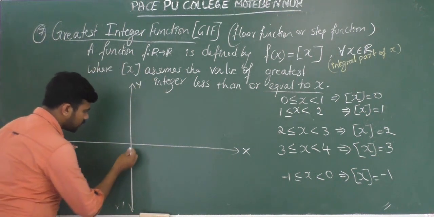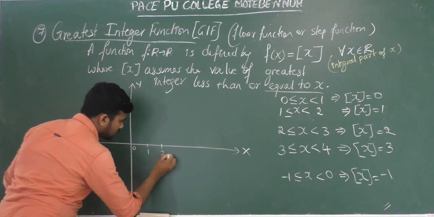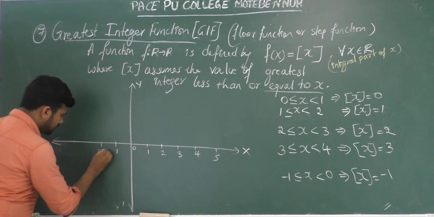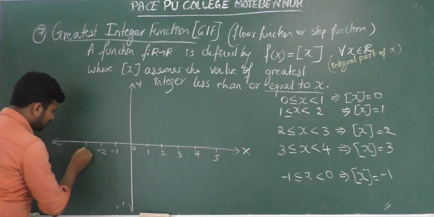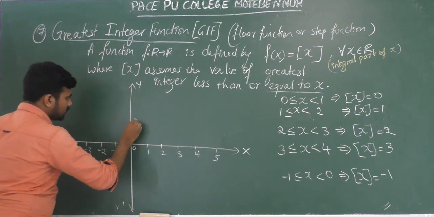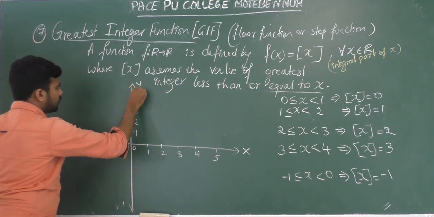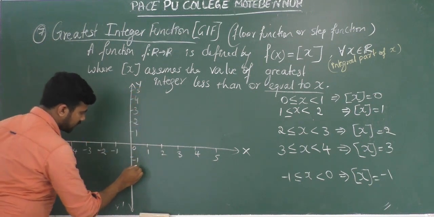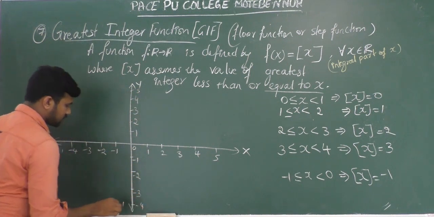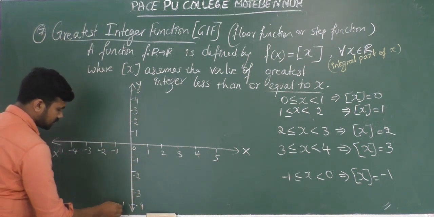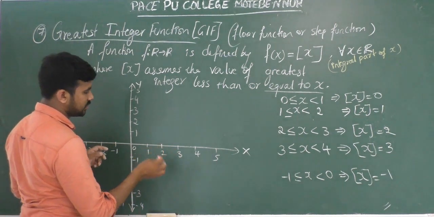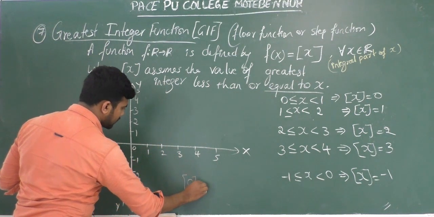Okay, now see here, the points we have 0, 1, 2, 3, 4, 5, and so on, and minus 1, minus 2, minus 3, minus 4, and so on, on the x-axis, and similarly on the y-axis. Now see here, image of 0 is what? 0 is an integer. Image of 0 is 0 only.